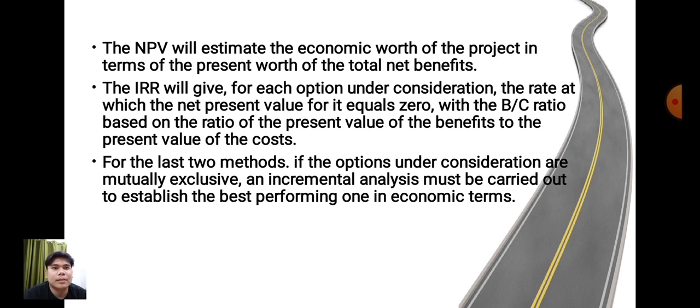An NPV will estimate the economic worth of the project in terms of the present worth of total net benefits. The IRR will give, for each option under consideration, the rate at which the net present value for it equals zero, with the BC ratio based on the ratio of the present value of the benefits to the present value of the costs. For the last two methods, if the options under consideration are mutually exclusive, an incremental analysis must be carried out to establish the best performing one in economic terms.